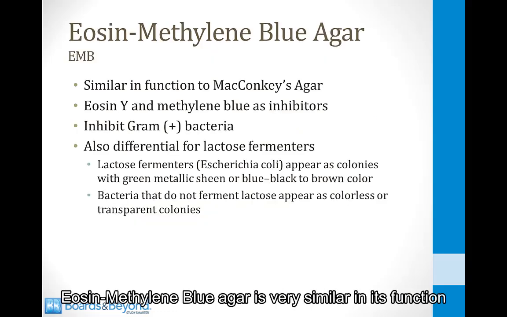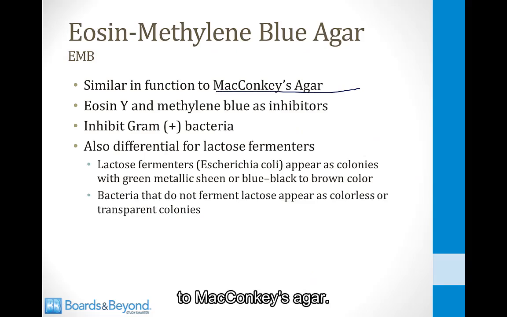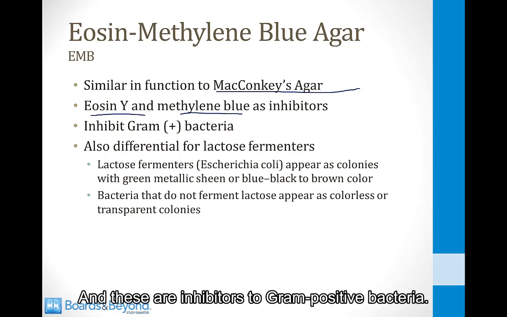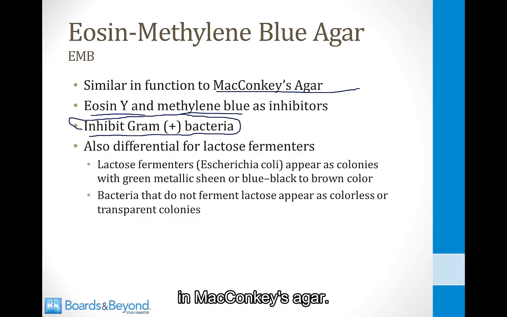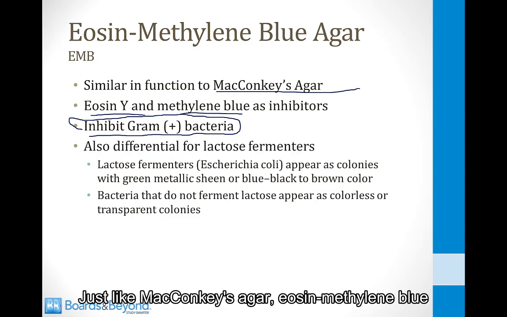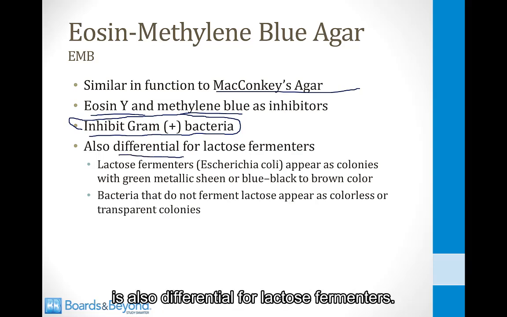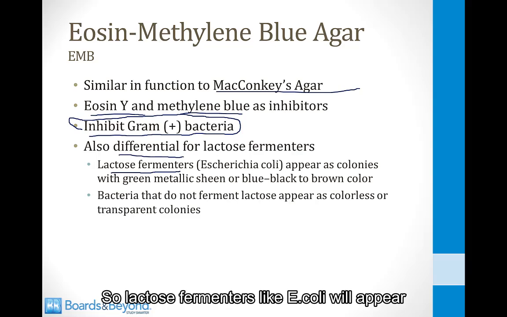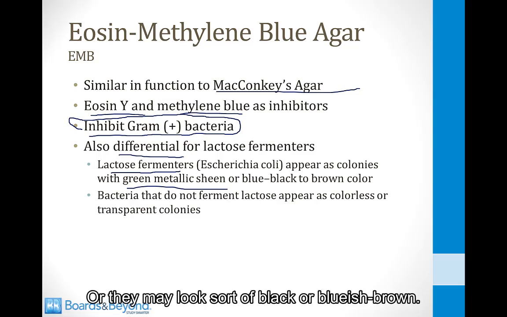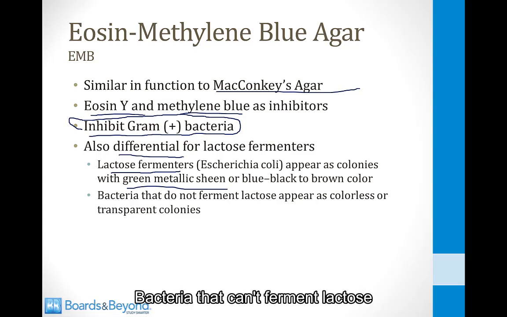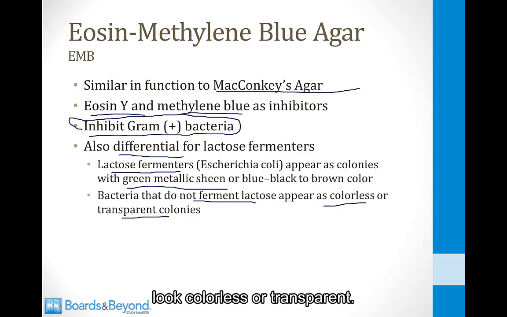Eosin methylene blue agar is very similar in its function to MacConkey's agar. It contains eosin and methylene blue, that's where it gets its name, and these are inhibitors to gram-positive bacteria, the same way the bile salts inhibit gram-positive bugs in MacConkey's agar. Just like MacConkey's agar, eosin methylene blue is also differential for lactose fermenters. So lactose fermenters like E. coli will appear as these colonies with a green metallic sheen, or they may look sort of black or bluish brown. Bacteria that can't ferment lactose look colorless or are transparent.